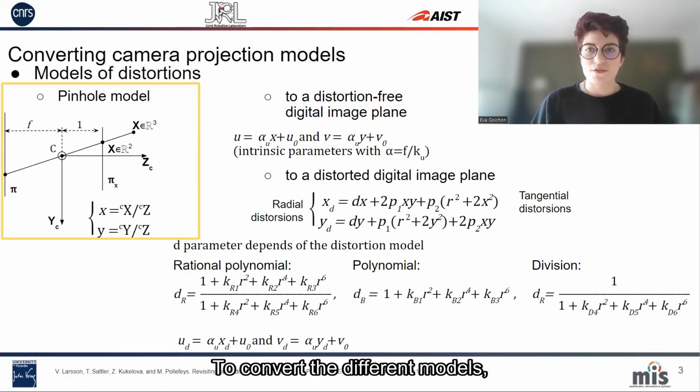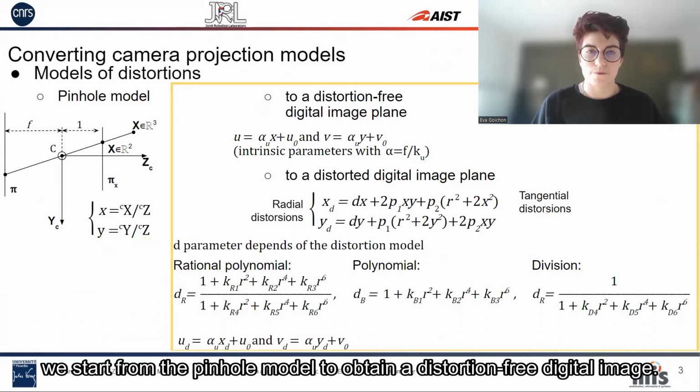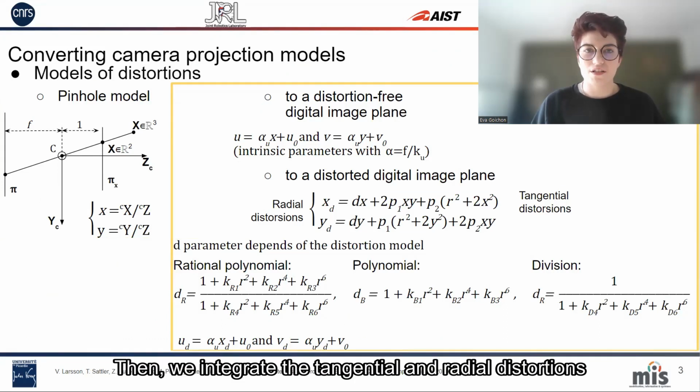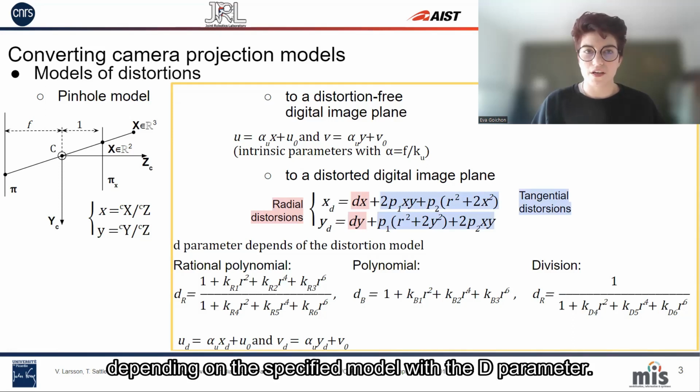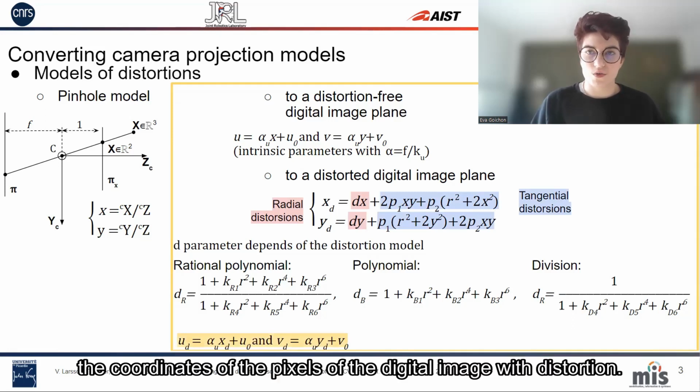To convert the different models, we start from the pinhole model to obtain a distortion-free digital image. Then we integrate the tangential and radial distortions depending on the specified model with the D parameter. This yields u_D and v_D, the coordinates of the pixels of the digital image with distortion.